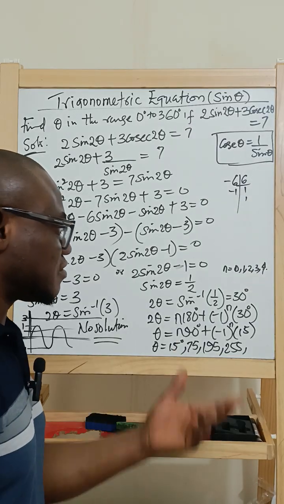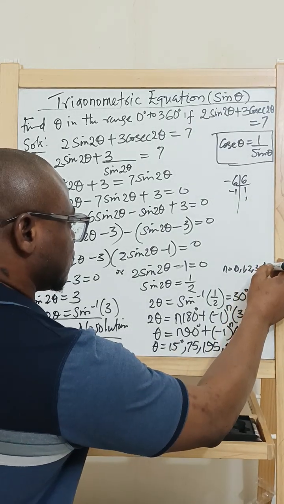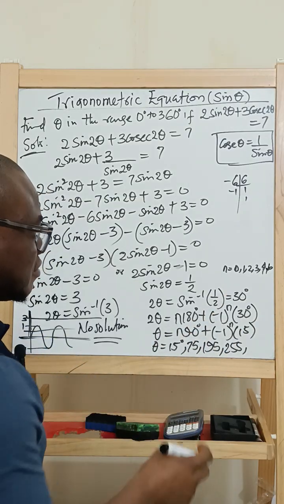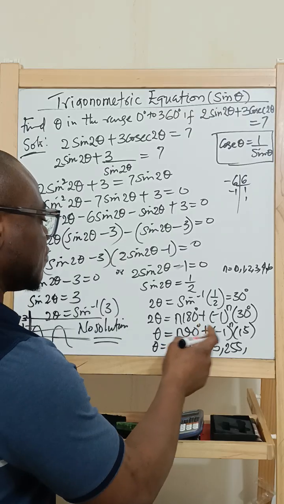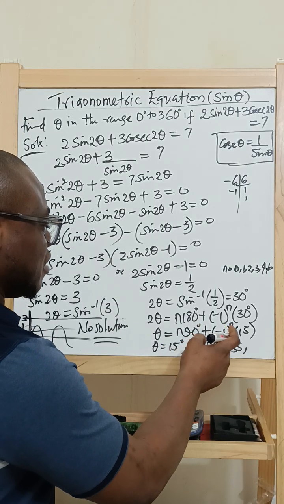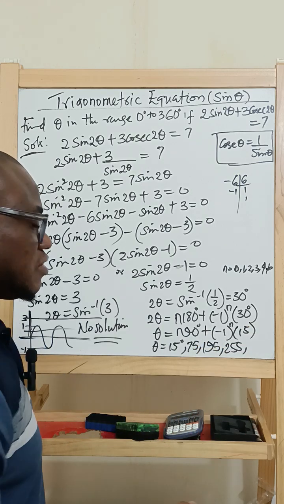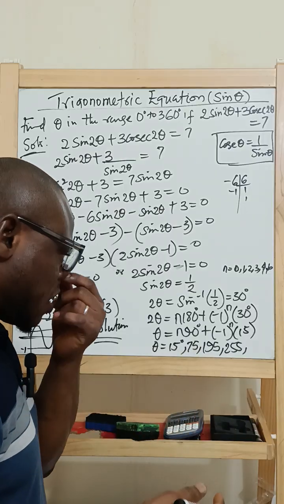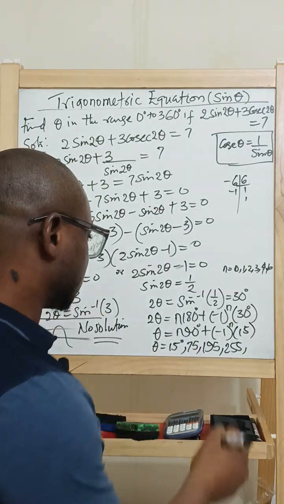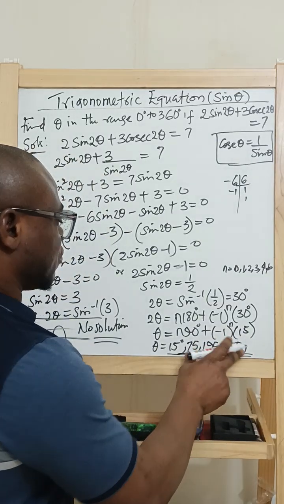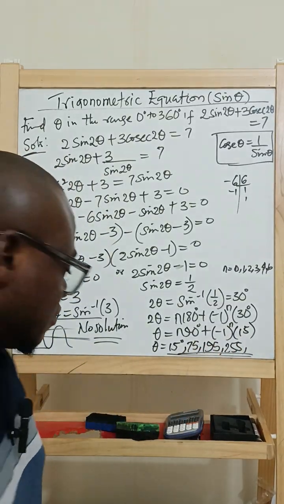So we cannot use that one. When n is 6, 6 times 90 is 540, and 540 plus 15 is also above. So the other ones are above, and once it is above 360, you stop. So these are the values that we have gotten.